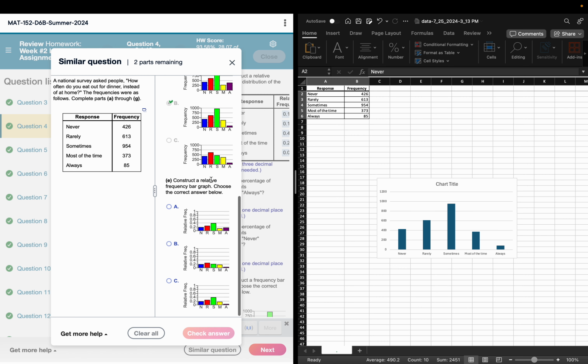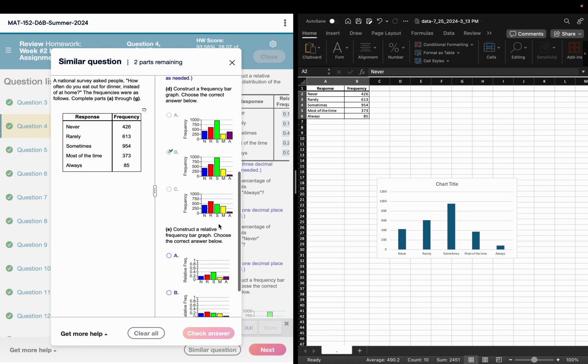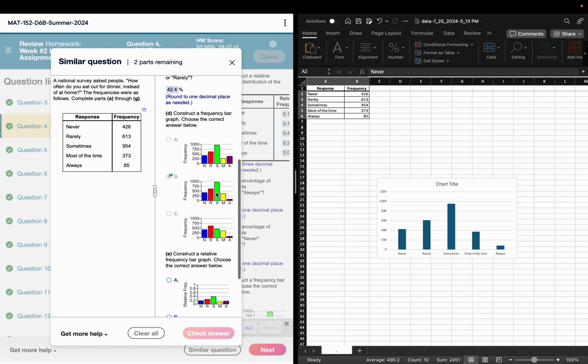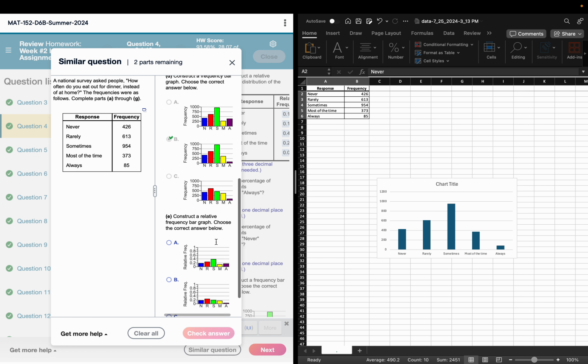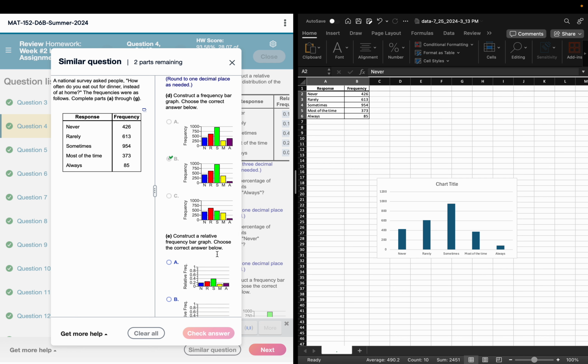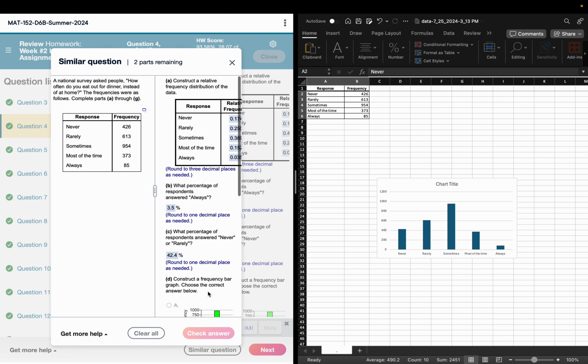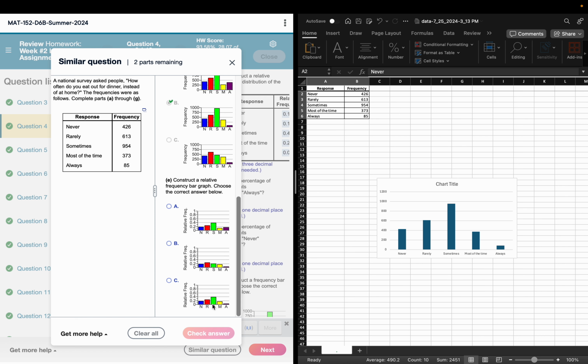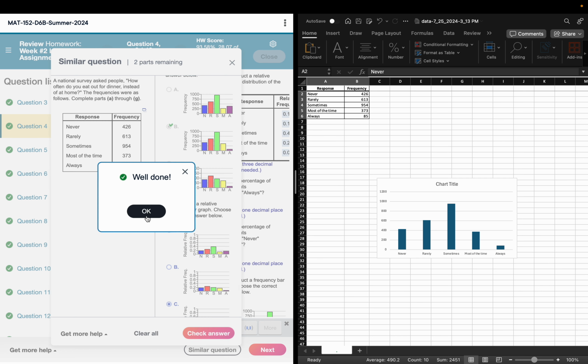Let's continue. Now the frequency and the relative frequency graphs essentially look the same. It's just using decimals instead of percentages. So whichever one looks somewhat like this, in order. It would be C because they are similar looking, and that's right.